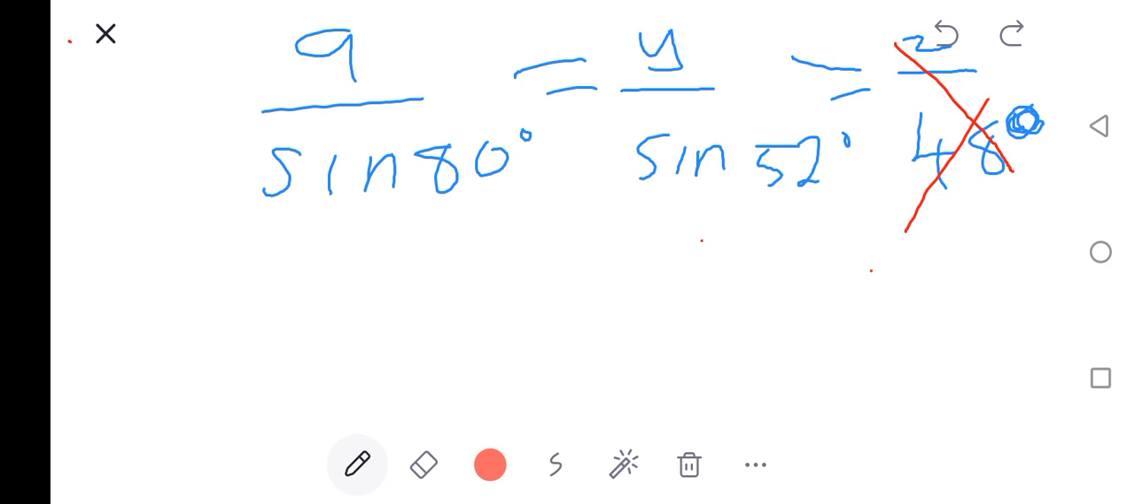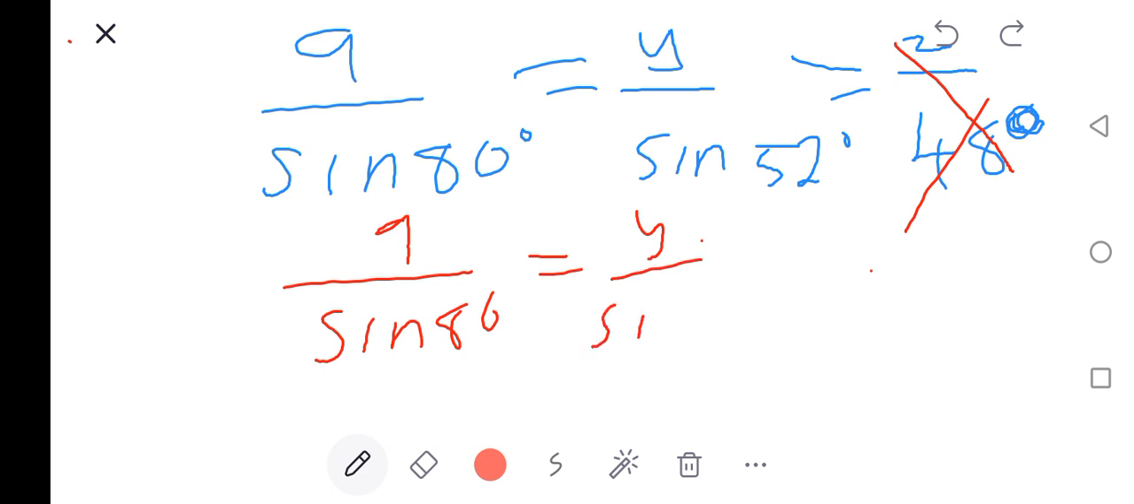Why? Actually, if you look at the diagram properly, z, you don't have the small side and you also don't have the big side, I mean the big angle. We don't have it because we've just found it. But in the first place it was not even there. So z can't be part of this question. So the only thing remaining is 9 over sine 80 equals y over sine 52.